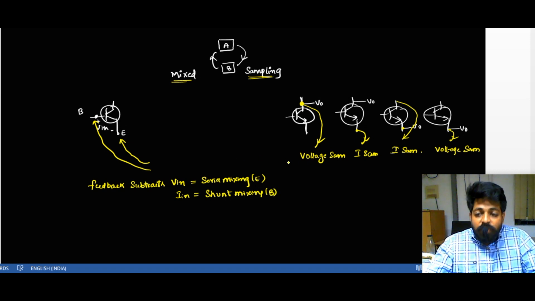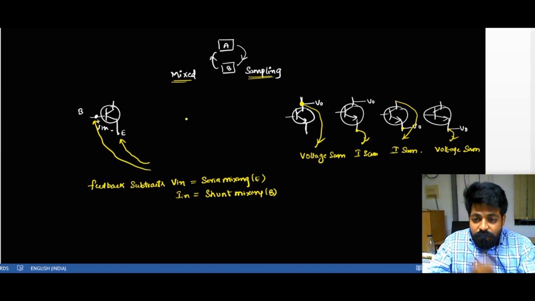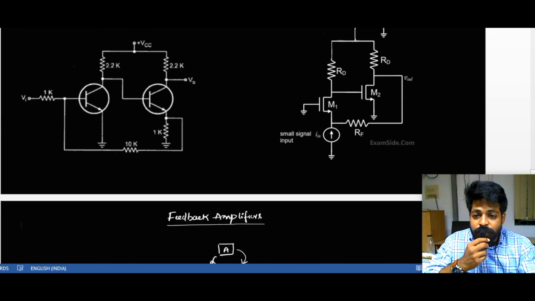So from the topology, when a circuit is given, where my feedback signal starts and where it ends across the two transistors, either the output transistor or the input transistor, based on that I can define my sampling type and my mixing type. Both together let me easily define the topology of my feedback amplifier. So let us see different examples over here.